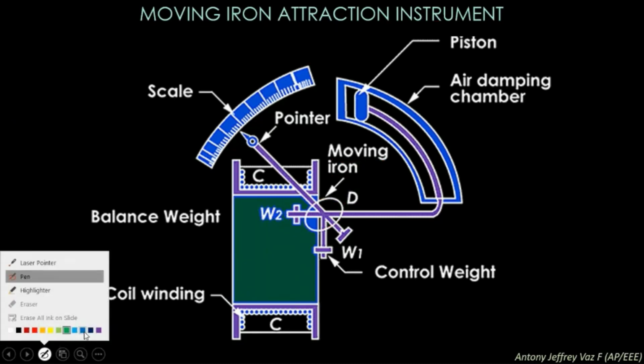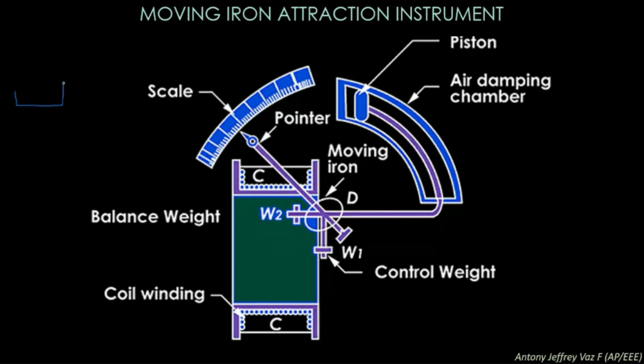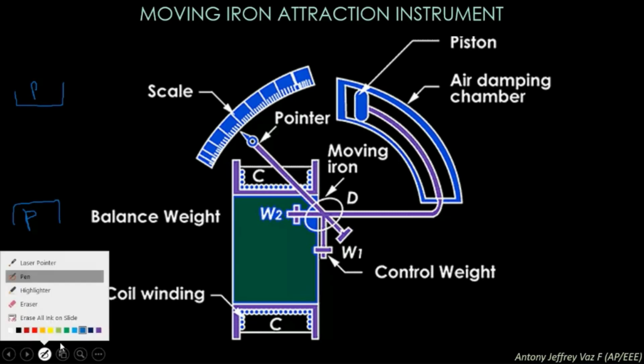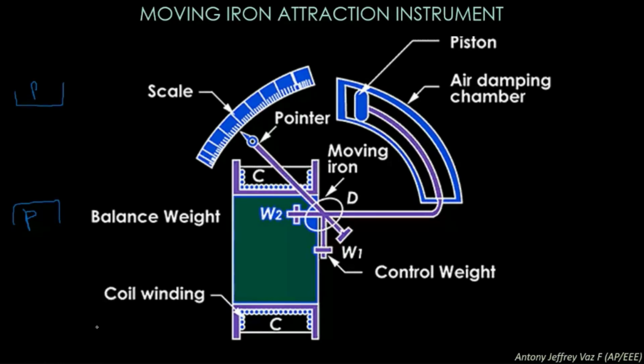Okay, see, these are the poles. This is pole 1 and this is another pole 2. You will have magnetic field lines in between the two poles. Okay, now consider the magnetic flux is present here. This is the alternating magnetic flux. Okay, next you consider the moving iron. This is the moving iron, this circular disc, and this is the shaft.